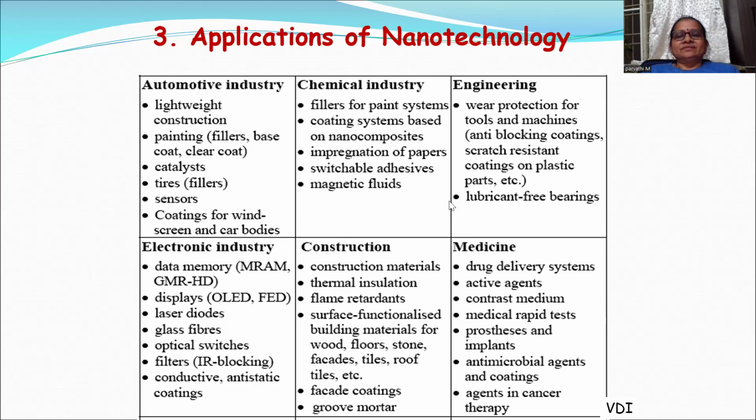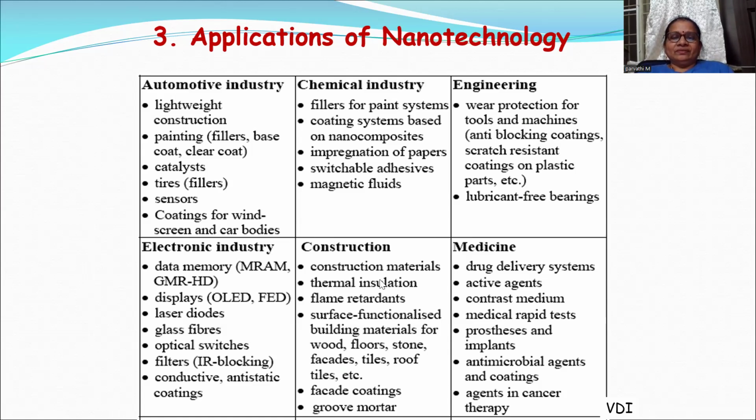Then chemical industry: fillers for paint systems, coating systems based on nanocomposites, impregnation of paper, switchable adhesives, magnetic fluids. In engineering applications we can see protection for tools, anti-blocking coatings, coating on plastic parts, and lubricant-free bearings. Then the medicinal field: drug delivery systems, active agents, contrast medium, medical rapid tests, antimicrobial agents, and agents in cancer therapy.